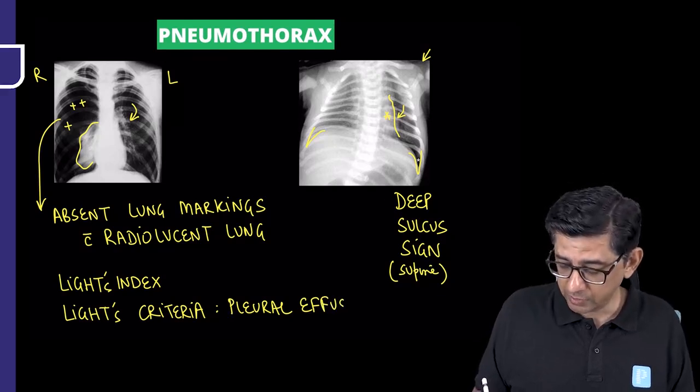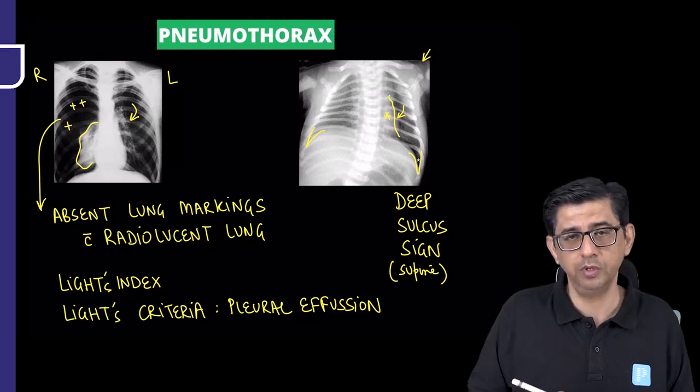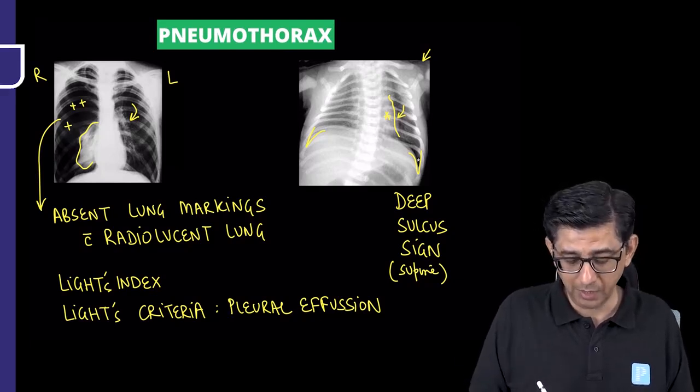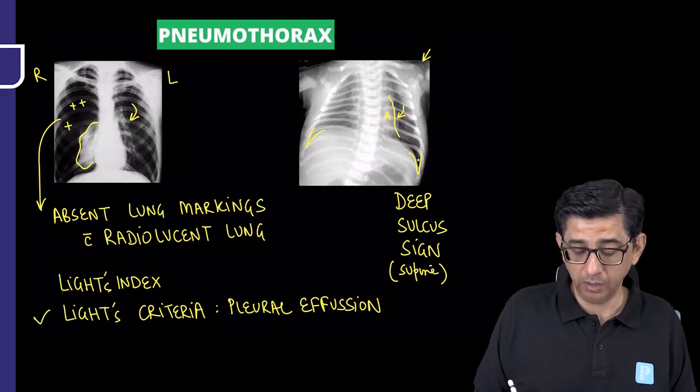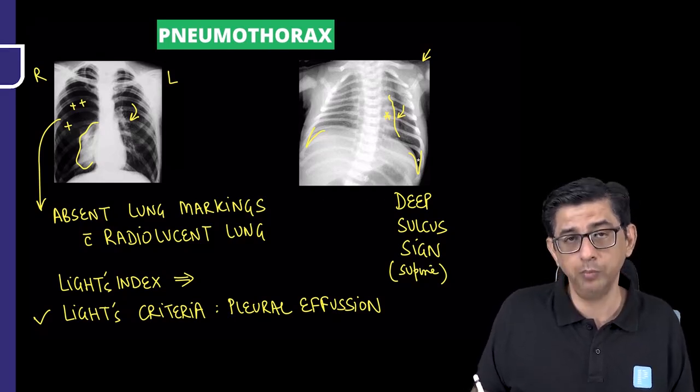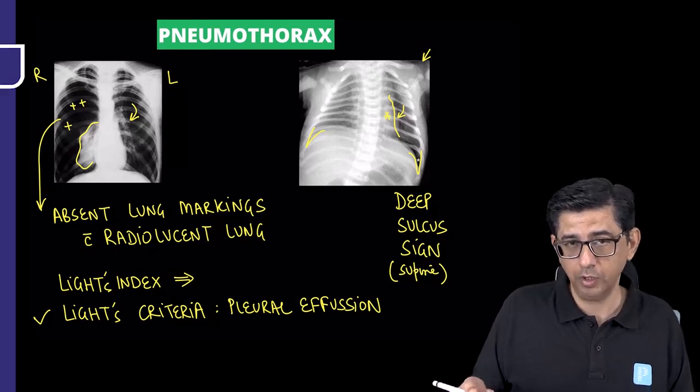I've described Light's criteria in the video on pleural effusion, which is still in the pulmonology section. You can go through it. Maybe if you've come directly to pneumothorax, you can go to the pleural effusion section subsequently. But if he says what is Light's index used for, then your answer is not going to be pleural effusion. Your answer is not going to be hydrothorax.